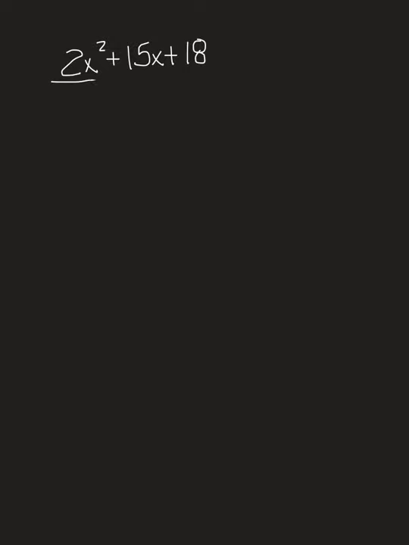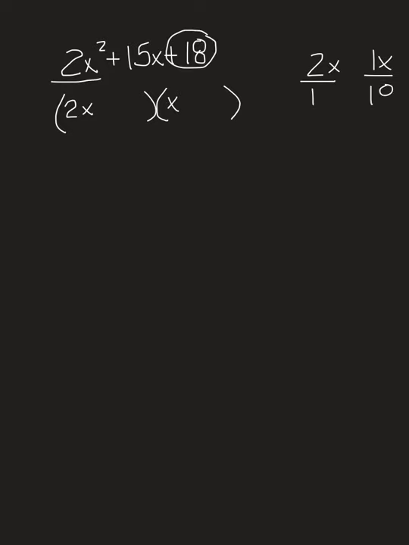Well, I have to take into account the fact that this is a 2x squared, which means I can't just have x and x. I'm going to have x and 2x in my parentheses. So I have to take that 2x and that 1x into account when I put this. I'm going to take my 18, I'm going to do exactly what I did before. 1 and 18, 2 and 9, 3 and 6.